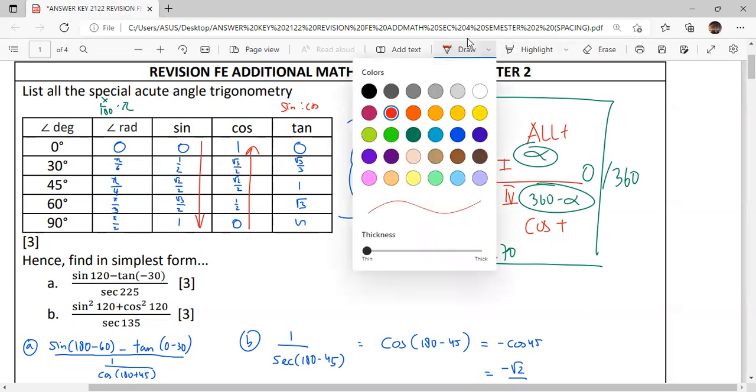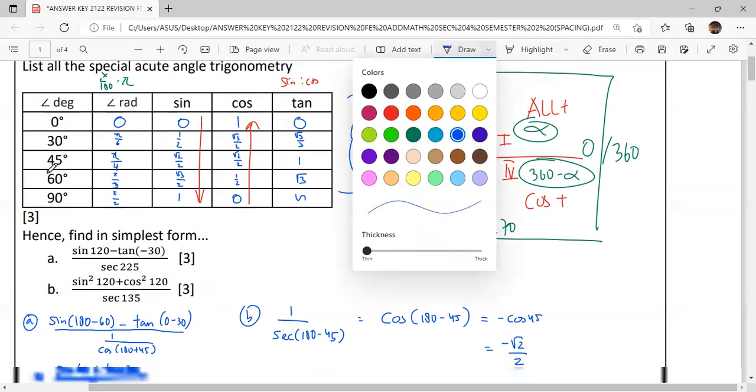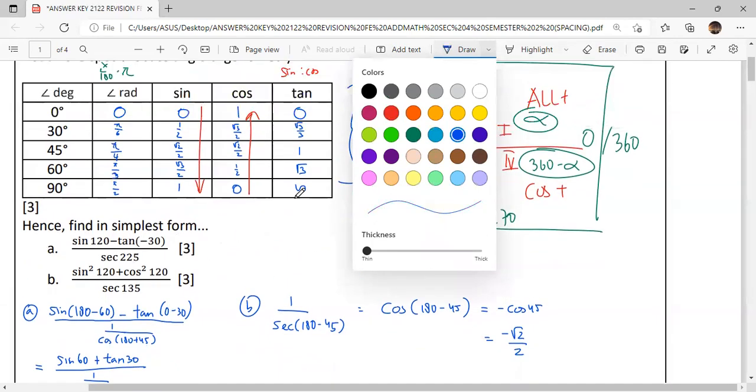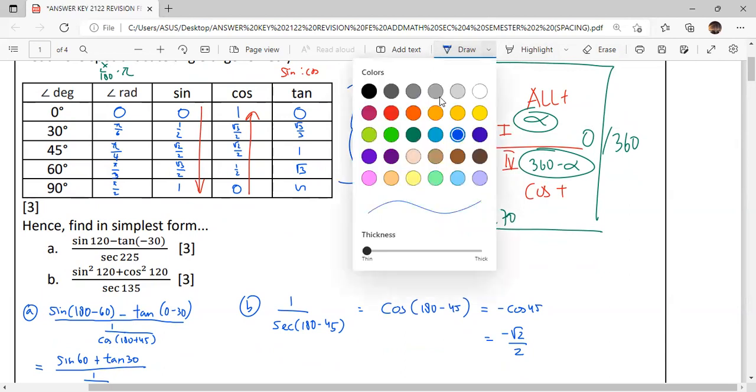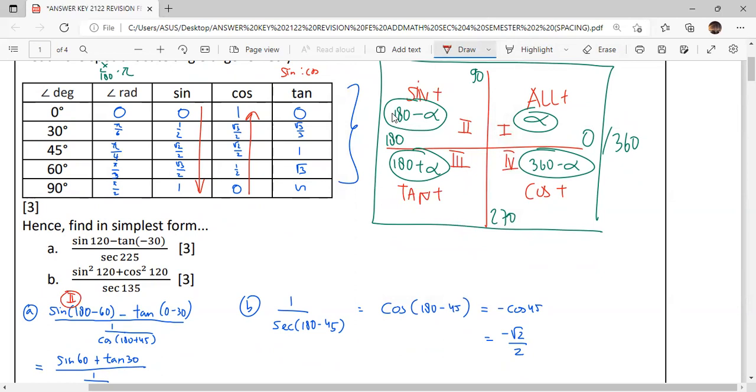Now, go down. Question A. If I have 120, 120 is not an acute angle, you need to change it into this part, and you know that this is the second quadrant. Second quadrant sine is unchanged. 0 minus 30, quadrant 4. So quadrant 4, the value of tan will be negative because the positive is occupied by cos. So the minus becomes plus, right?